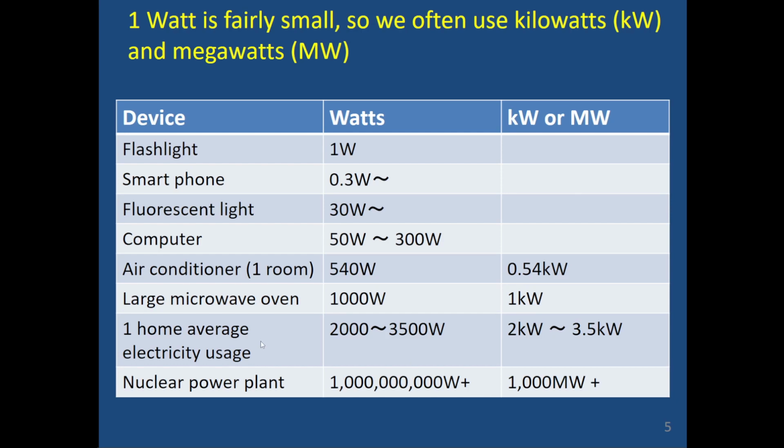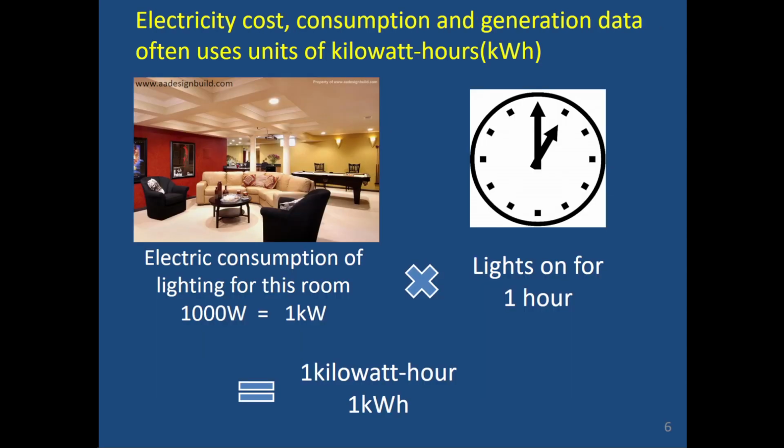The average home in Japan uses about 2,000 to 3,500 watts during the day usually, or 2 kilowatts to 3.5 kilowatts. A nuclear power plant maybe makes, you see those zeros there, how many zeros? 1 billion watts. That's big. So we might say instead 1,000 megawatts or 1 gigawatt. But let's go back to normal watts.